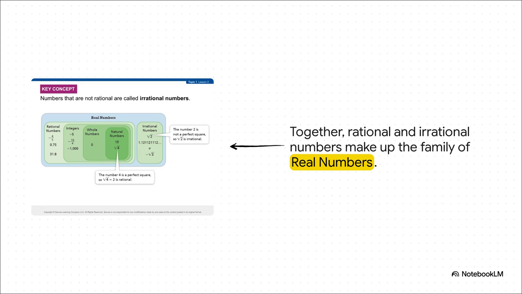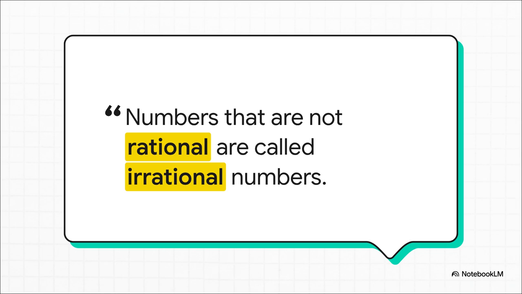When you put the orderly Rational Number Club and that whole wild family of irrational numbers together, you get everything. You get the complete set of what we call the real numbers. You see, our so-called outsider wasn't really an outsider at all. It just lived in a different neighborhood of the same big city. And that leaves us with this one last kind of mind-bending thought.